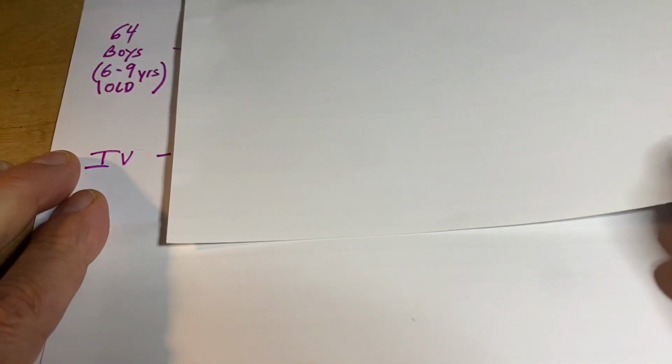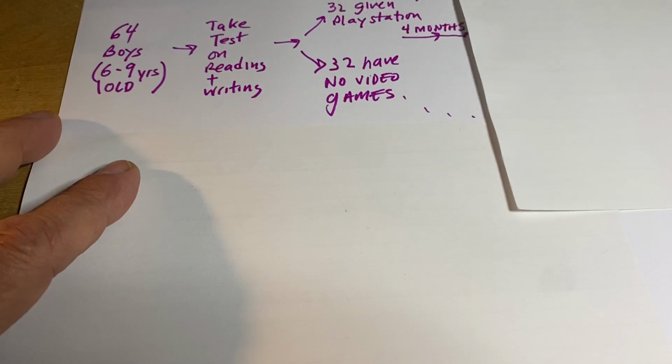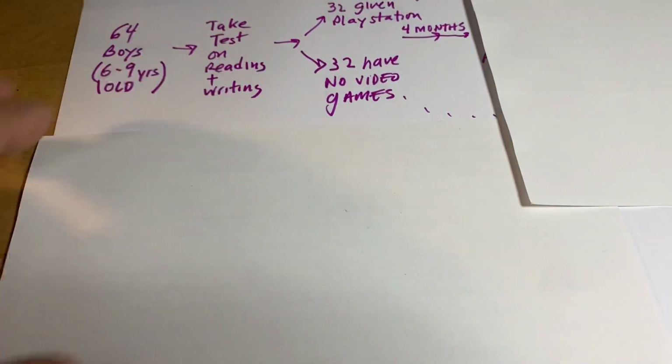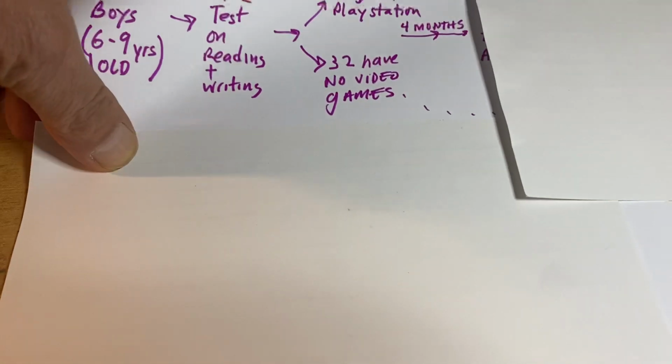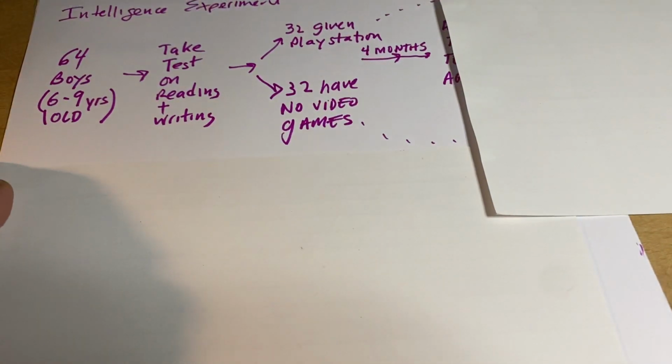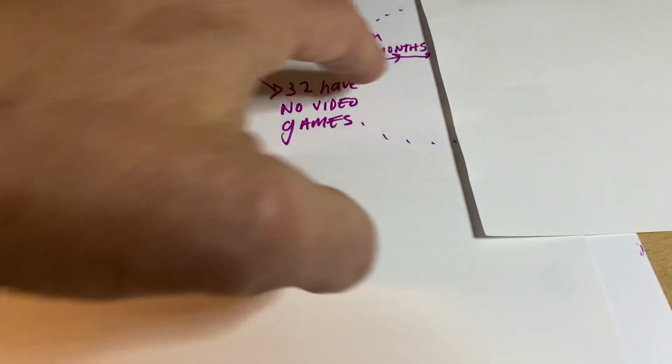So they took 64 boys. They gave them a test on reading and writing, and then they gave half of them a PlayStation, and half of them were not given a PlayStation. So we're assuming those half do not have video games. And then they waited 4 months, and they gave the same test again.